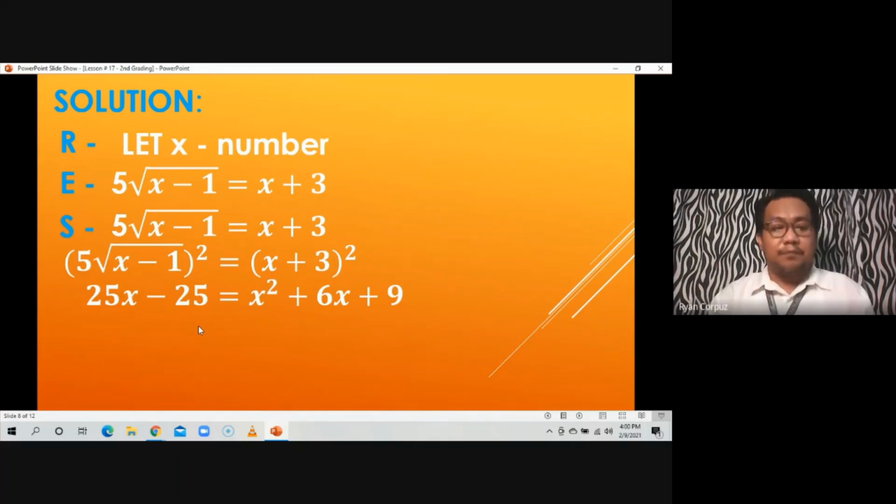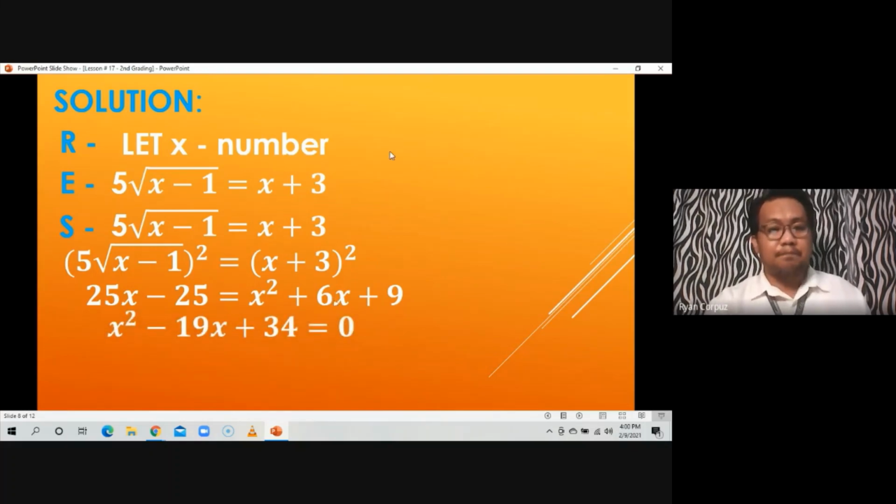Then from there, let's apply combining similar terms. So move mo yung 25x to the right side. So magiging positive 25x, magiging negative 25x dito. Then negative 25 magiging plus 25 dito. So 6x magiging ganito ngayon ang kalalabasan. Magiging 6x minus 25. Unlike sides yun, so subtract 25 minus 6, that would be 19. So since negative yung 25, magiging negative 19x.